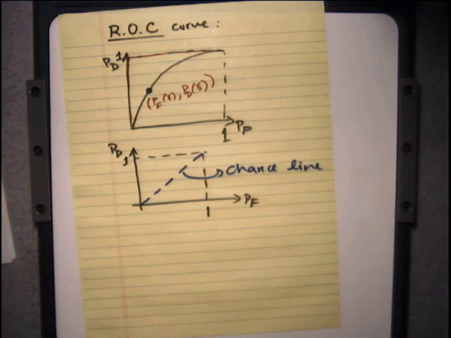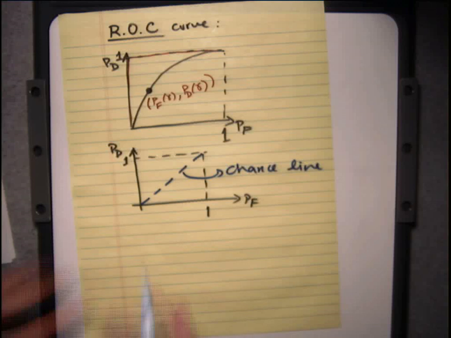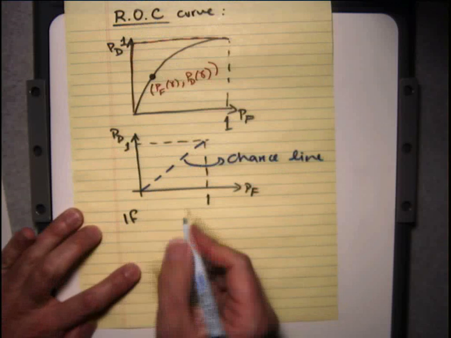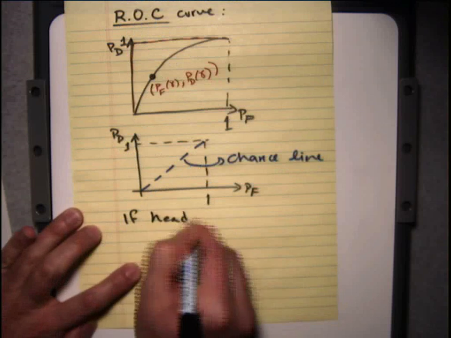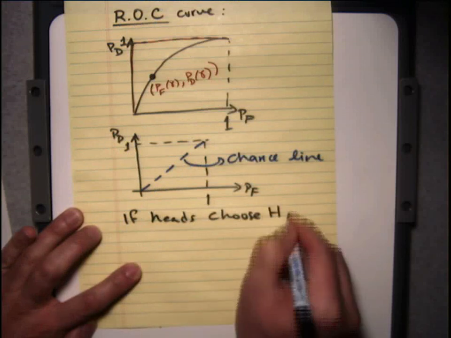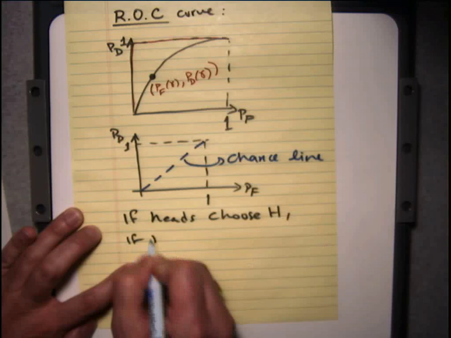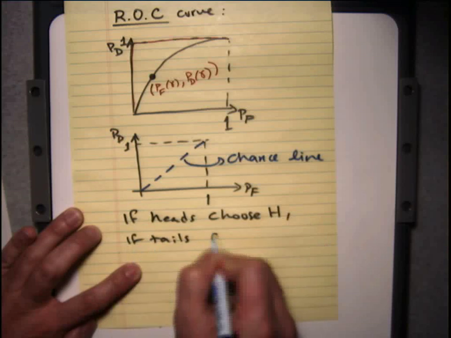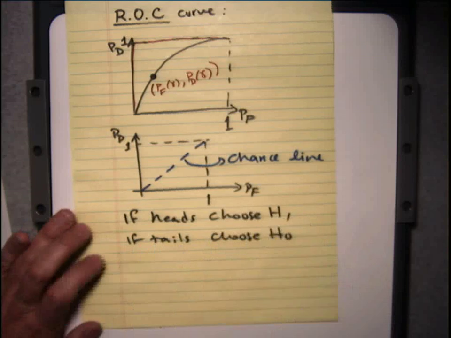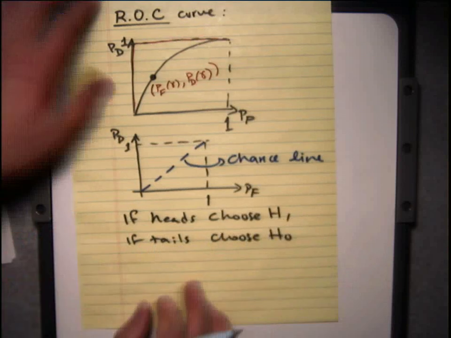Okay, so how do we get this chance line? As I mentioned to you, this is just coin tossing. So let's do it like this. So if you toss a coin, and if you get heads, you choose H1. And if you get tails, you choose H0. Okay? Now let's compute the PD and PF for this, just for fun.